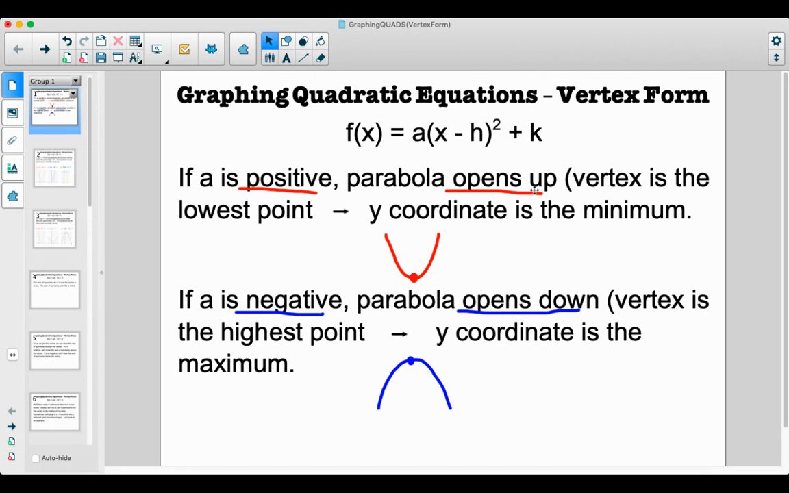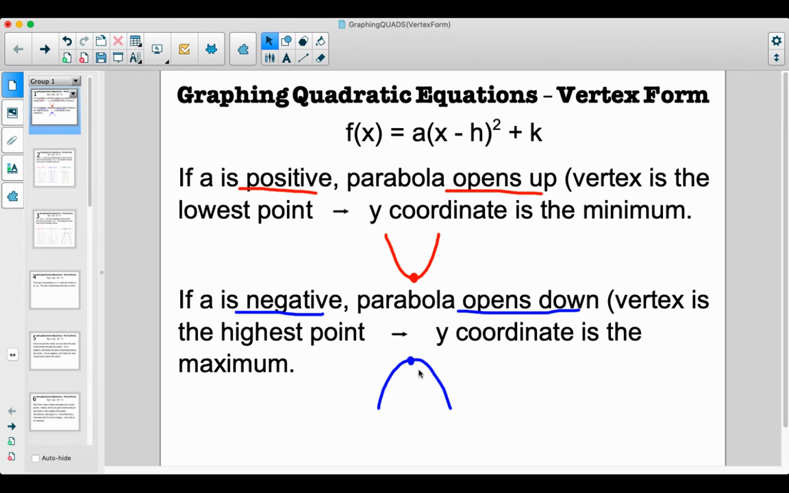your parabola is going to be opening up, looking like this nice smooth U. In turn, your vertex will be your lowest point. And then the y-coordinate of your vertex is called the minimum. So the vertex itself is an (x, y) point, whereas just the y value is determined to be the minimum. When a is negative, again, you have your upside down parabola, so the parabola opens down.